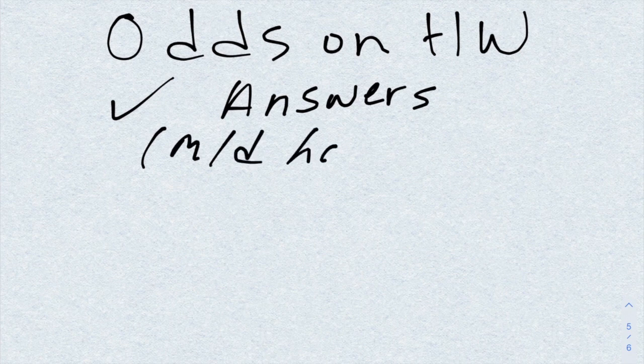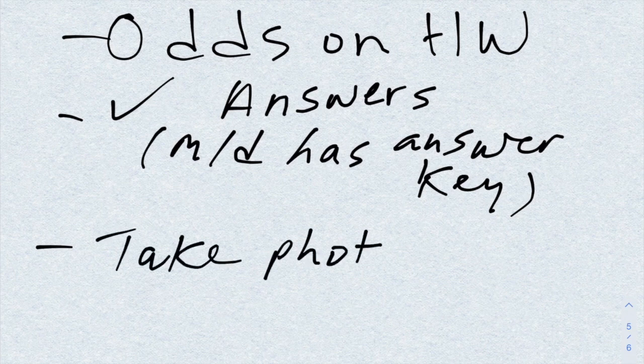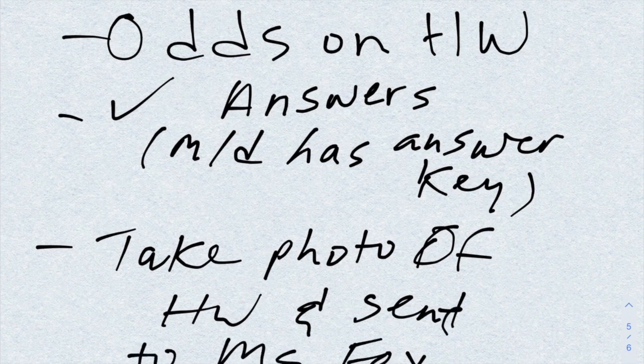Mom or dad has answer key. Okay, and then after that, next step is you're going to take photo of homework and send to Miss Fox. Okay, that is on her email is on your battle plan sheet. So go ahead and send that to Miss Fox. You don't need to send a photo of all your homework, just send one photo is fine. Make sure that your name and your assignment is on the photo.